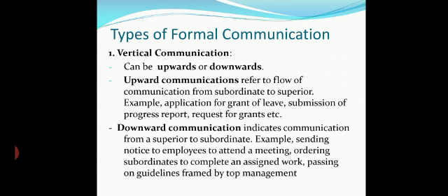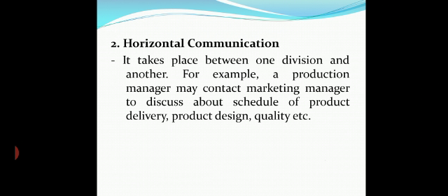Here it is opposite. Suppose if principal madam wants to conduct a meeting, what she will do? She will draft a notice and she will circulate among the staff members. Then it is from principal to lecturers, that is from a boss to subordinates. Such communication we will call it as downward communication. Here examples are sending notice to employees to attend a meeting, ordering subordinates to complete an assigned work, passing on guidelines framed by top management. So any communication which comes from superior to subordinate, we call it as downward communication. Both are on the same line, vertical line. That is why we call them as vertical communication, which takes the form of upward communication or downward communication.